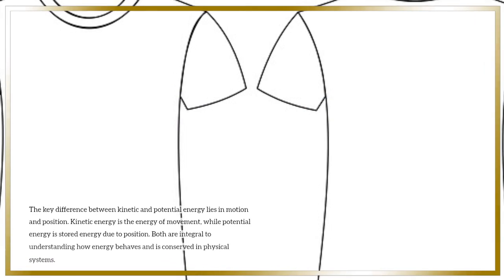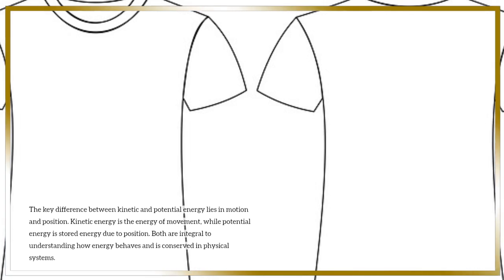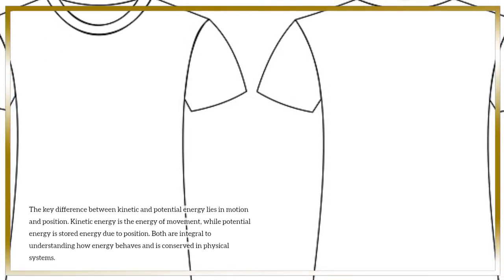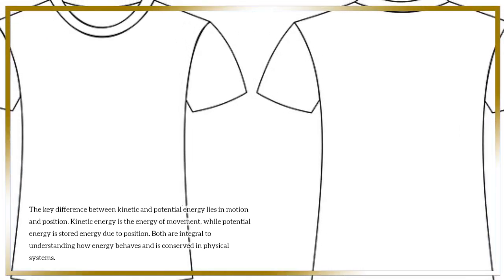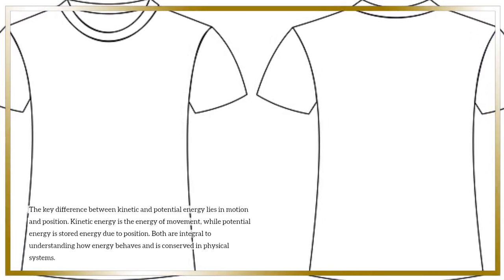Conclusion. Understanding energy types. The key difference between kinetic and potential energy lies in motion and position. Kinetic energy is the energy of movement, while potential energy is stored energy due to position. Both are integral to understanding how energy behaves and is conserved in physical systems.